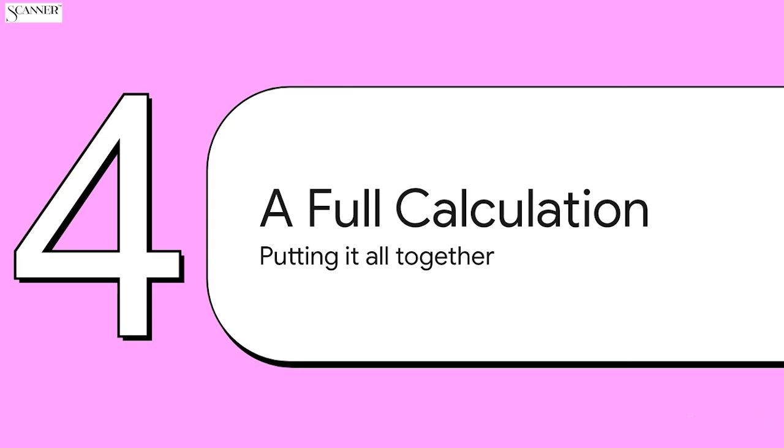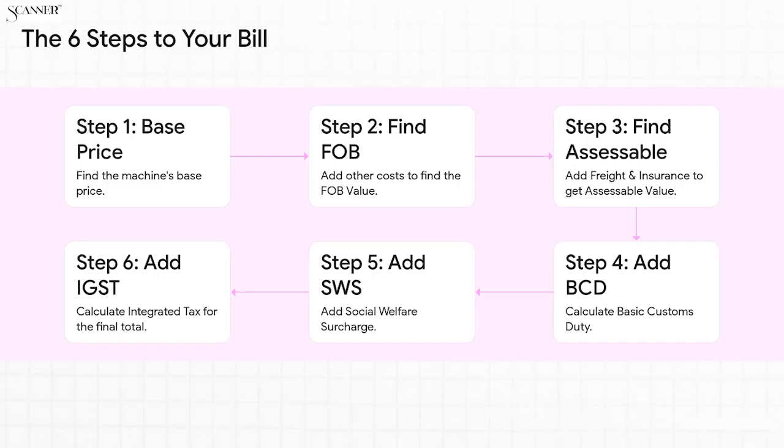All right, we know the ingredients, we know the basic method. Now let's cook a full meal. We are going to walk through a complete, more real-world example to see how all these pieces fit together perfectly. We're going to follow a really clear 6-step process.